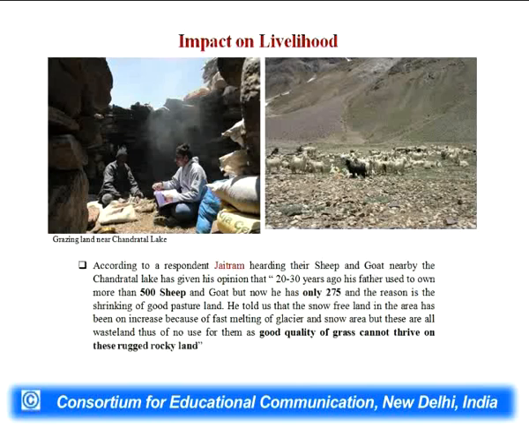So, whatever area is being freed by the recession of the glacier or the snow cover is not of use, because it is all rugged terrain where no good quality grass can thrive, and that is why these sheep herders are not getting much benefit from the retreat of this snow cover or the glacier.